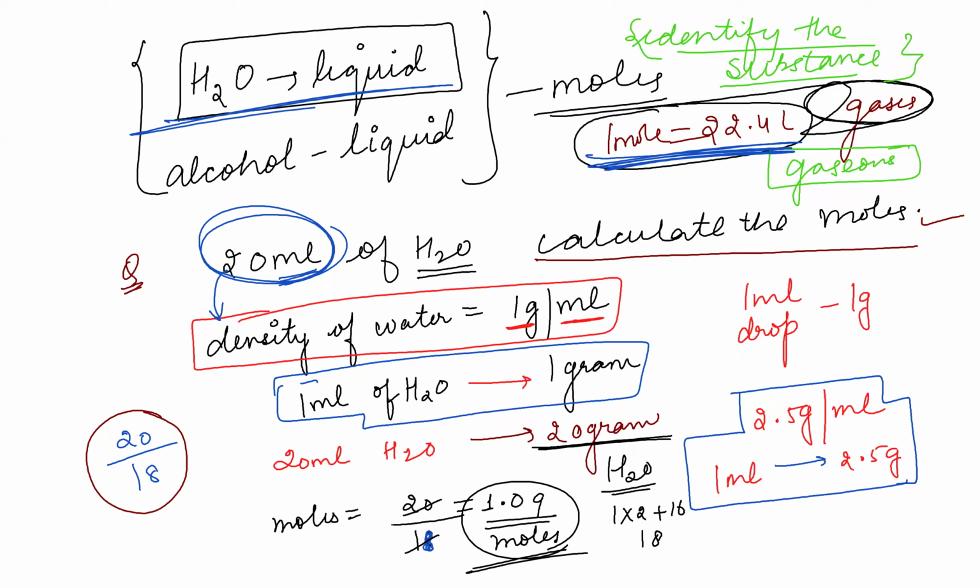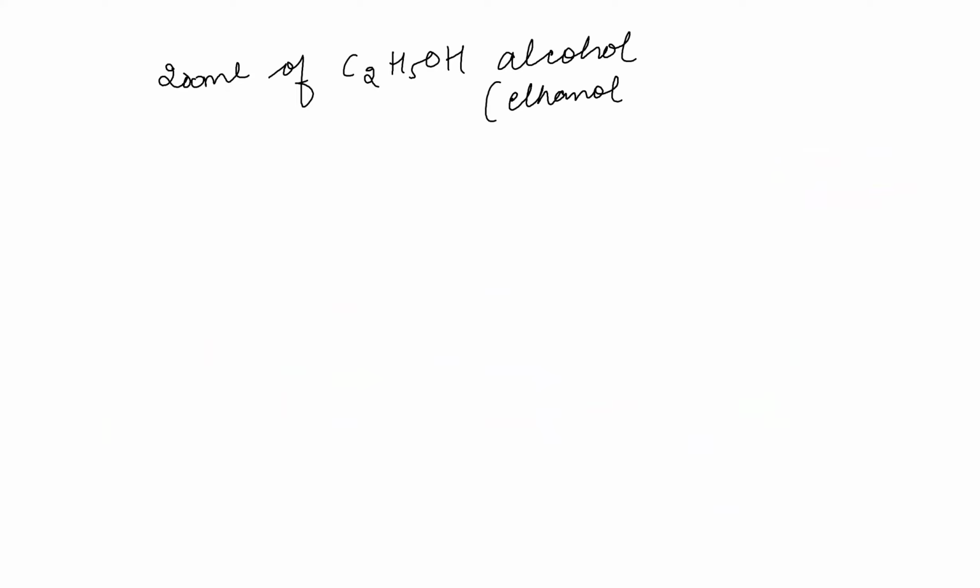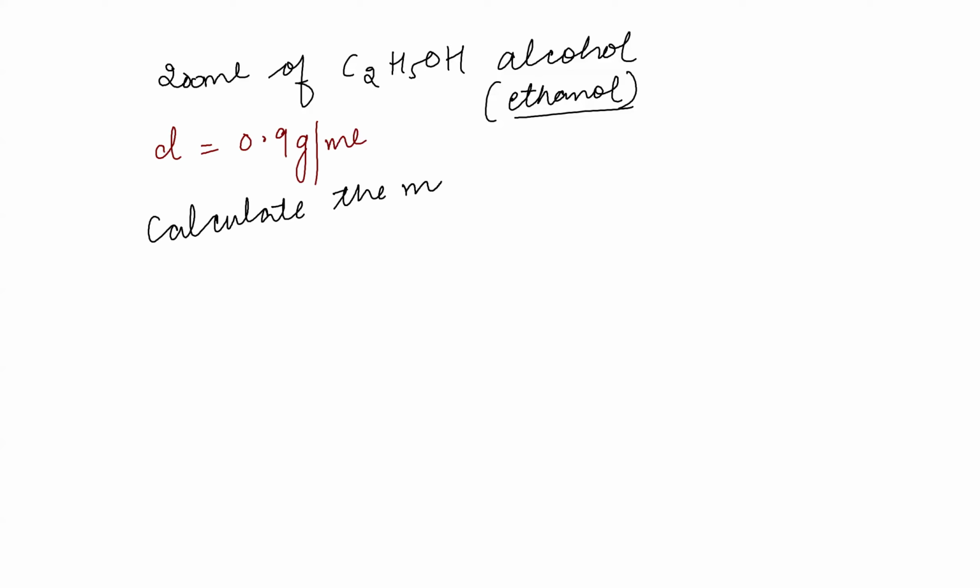Now, let's suppose I give you this question. I have 200 ml of alcohol. C2H5OH is an alcohol whose exact name is ethanol. So I have 200 ml of ethanol, and the density of ethanol is 0.9 grams per milliliter. The question says calculate the moles of C2H5OH.